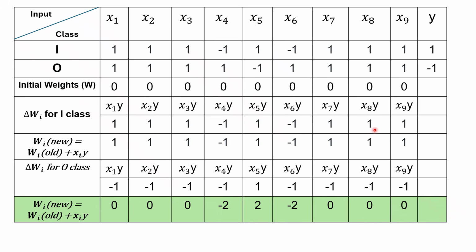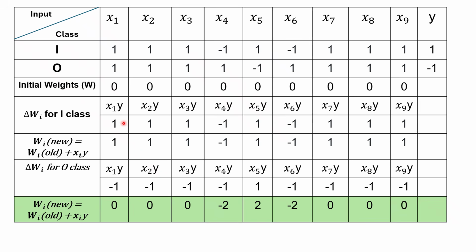So similarly, we have calculated the change in weight for class I as 1, 1, 1, minus 1, 1, minus 1, 1, 1, 1. Now we shall determine the updated weight for class I, which is given by Wi(new) = Wi(old) + Xi*y. So Wi(old), that is the initial weight, is 0, and the change in weight is given by del Wi. So we have to add the values present in this row and this row to determine the updated weight Wi(new).